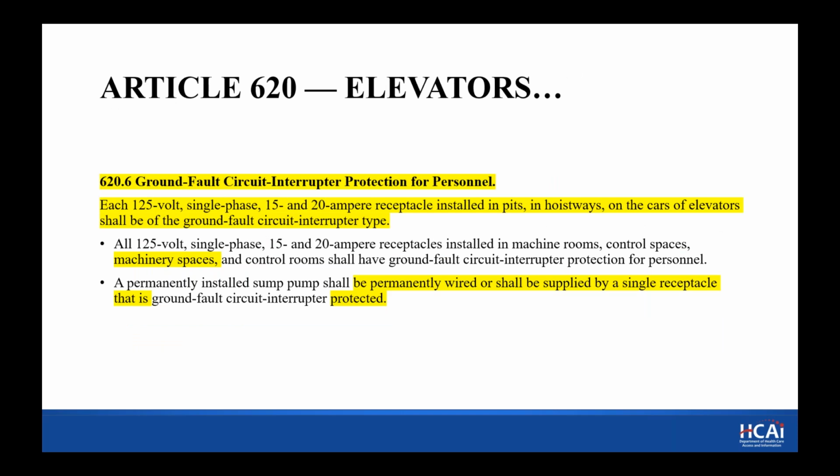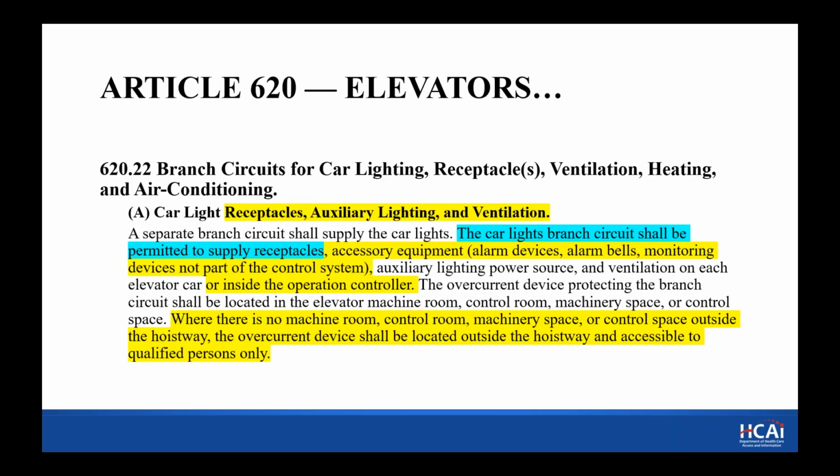Article 620 has a couple of new revisions for ground fault circuit protection. Essentially, all the receptacles in pits, hoistways, and cars shall be ground fault type. A receptacle shall be installed in machine spaces. Permanently installed sump pumps shall be wired with ground fault protection. So just pointing this out.